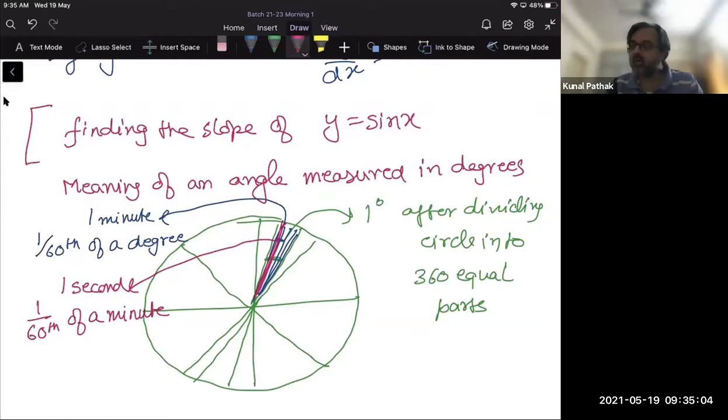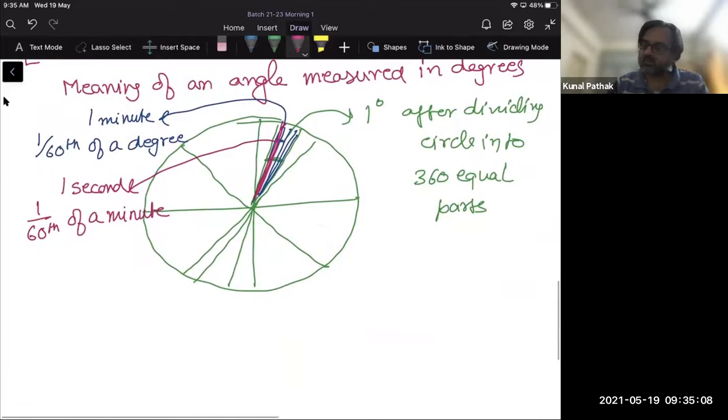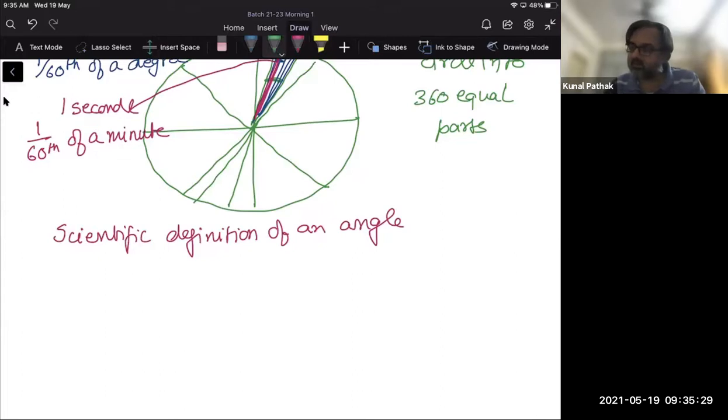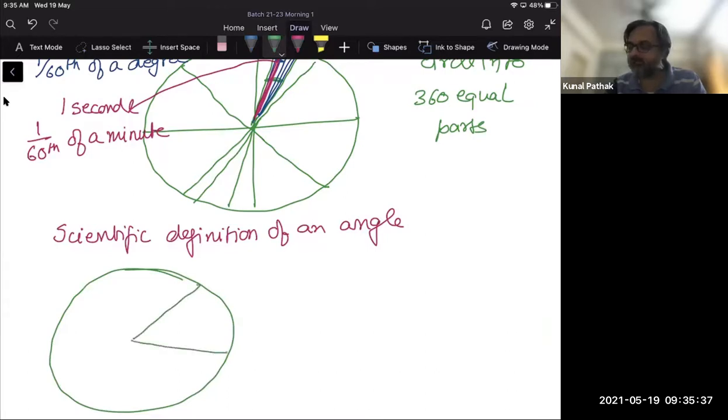So we need a more scientific definition of an angle, right? And what we do now is we say that, look, if we have a circle and we take any two radii, and we say that, look, this is the length of the arc, okay, and this is the angle theta, and this is the radius of the circle. This is the length of the arc, L, I will say.